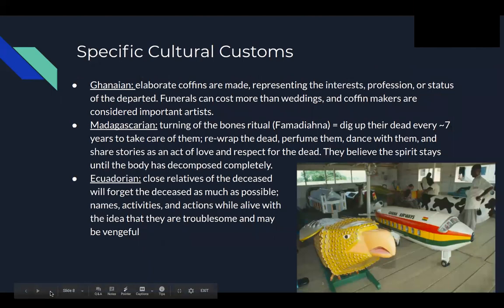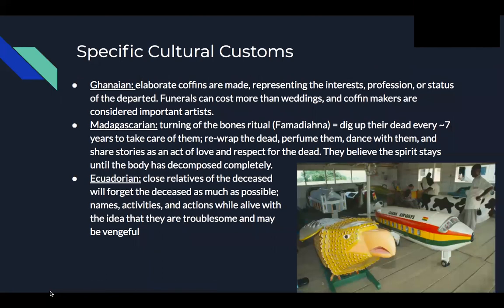In Ghana, they make elaborate coffins that are supposed to show the personality of the person who died, like in the picture, and they also have really elaborate funerals to celebrate the person's life. In Madagascar, they have the turning of the bones, which is when every 7 years the ancestors dig up and clean the bones of the deceased out of respect. And then in Ecuador, relatives try to forget the deceased.